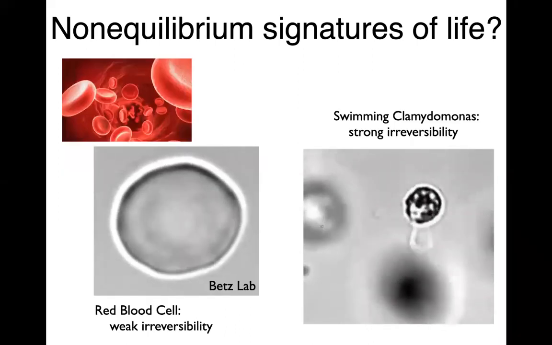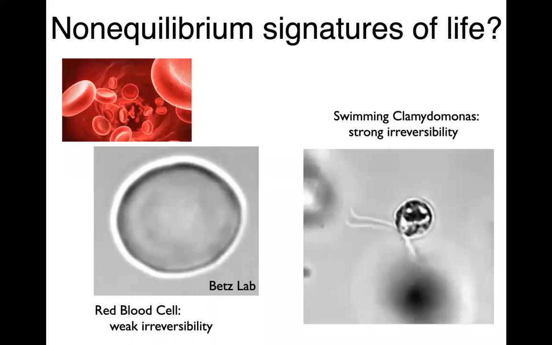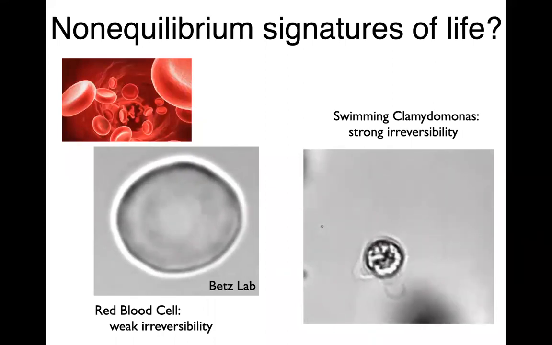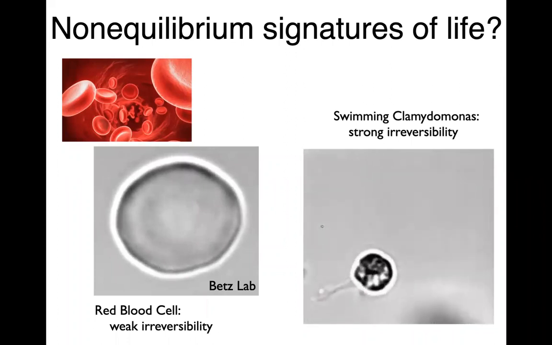Sometimes things are quite complicated, like this red blood cell fluctuating, but in other cases you could look at a biological system that is clearly out of equilibrium. This is a chlamydomonas, which is a micro swimmer. You see it's using its arms to swim, and this is clearly a non-equilibrium system because it has a direction, it has a current, and in the motion of the arms it is dissipating energy.